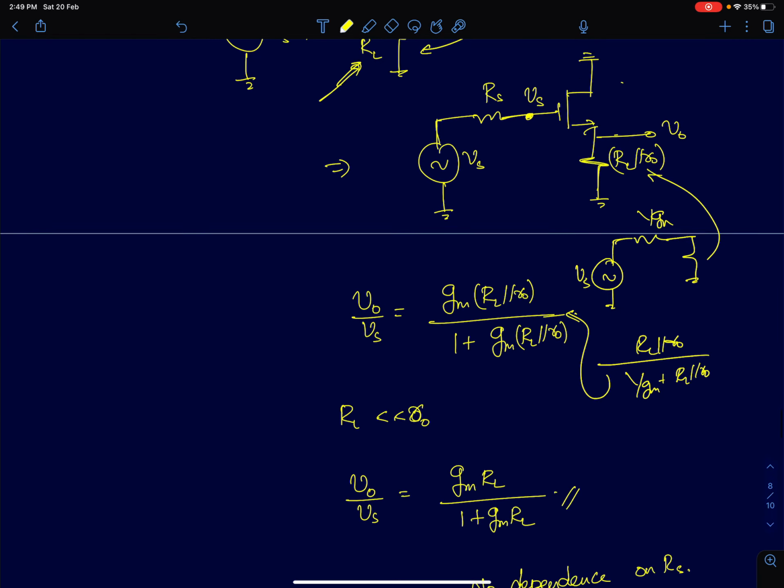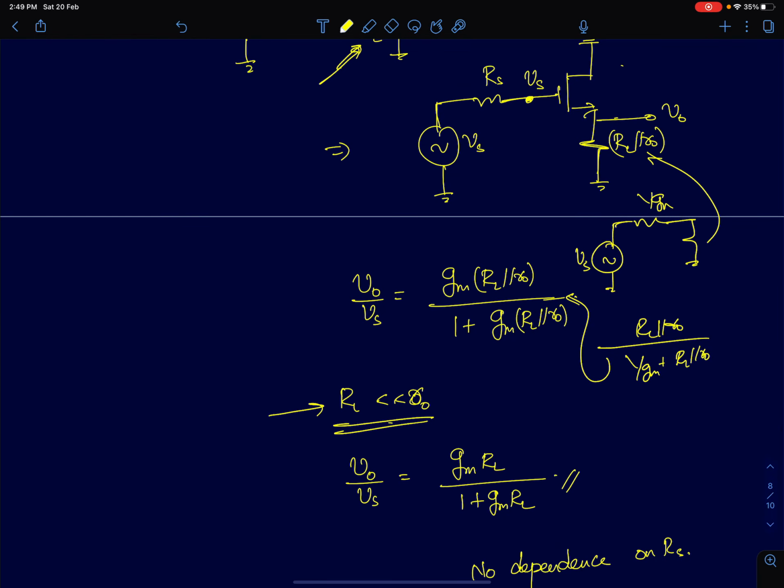If your load resistance happens to be much smaller than R naught, which I said is typically the case, that's the problem we began with in the beginning of the previous lecture, then this equation will reduce to GMRL by 1 plus GMRL.